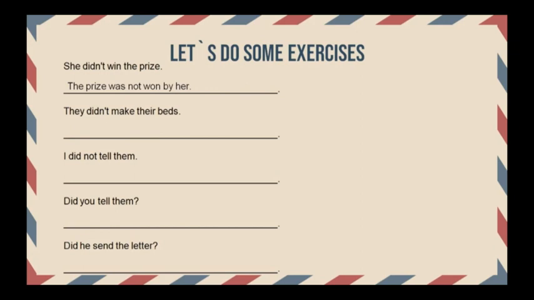Now the next one. They didn't make their beds. This is also in a negative form in past simple. So they didn't make their beds. They is a subject, didn't make is the negative form of past simple, and their beds is an object. Then: their beds were not made by them.